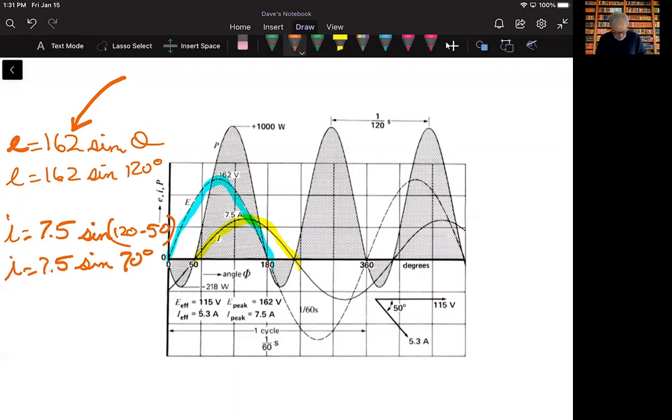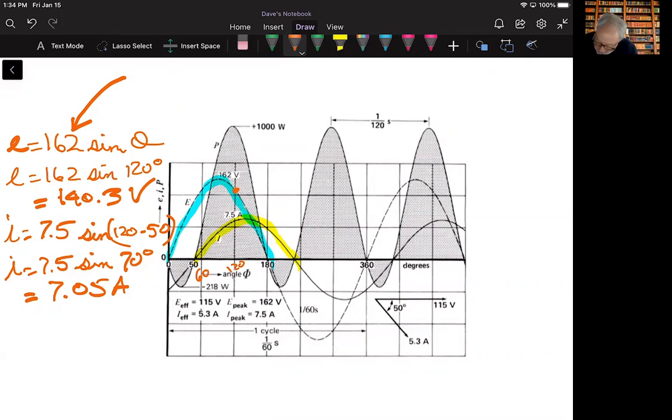162 times the sine of 120 degrees, and what we're going to find when we come up with that value is an answer that is equal to, let's see, what's it come out to? He says 140.3 volts across there. Okay, so let me fix that on the slide. I'm showing you this on the slide now. You take the sine of 120 degrees, and then you multiply that by 162, and you get 140.3 volts.